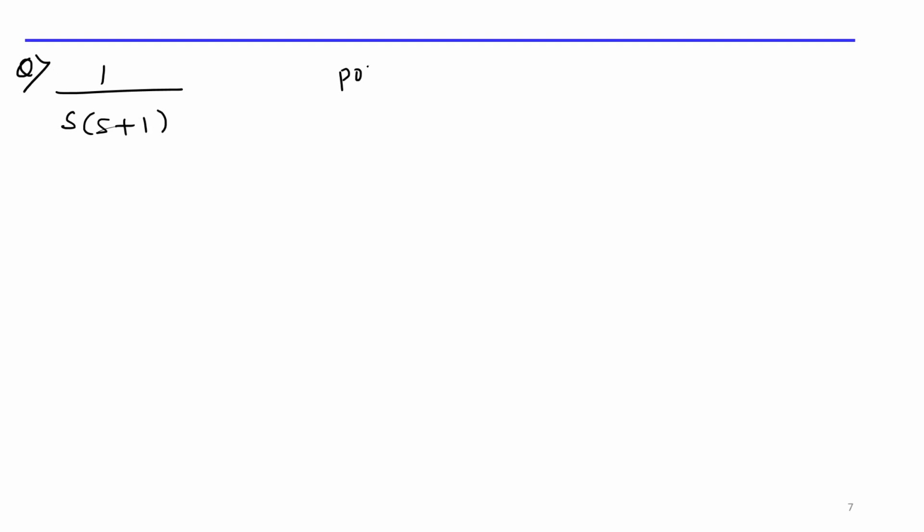So first you find the polar plot. For the polar plot, you have to find at omega equal to 0 and at omega equal to infinity. At omega equal to 0, what is the magnitude and angle? Magnitude is infinity, because if you put omega equal to 0, s equals 0, so 1 by 0 is infinity. But what is the angle? The angle at omega equal to 0 depends upon the number of poles at origin. Only one pole, so minus 90 degrees.